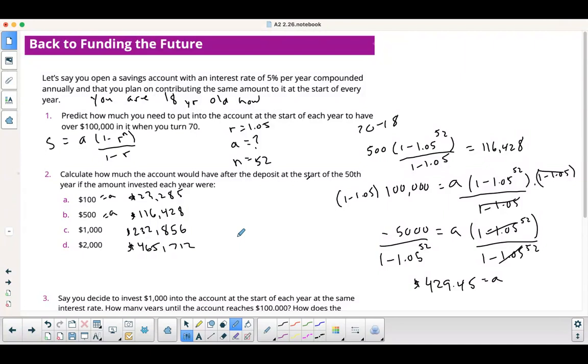Oh shoot, you know what? I did to the 52nd year. Whoops. I did the 52nd year. I'm not going to change it. I'm not going to go back and redo them. But to the 52nd year, it would be this amount.